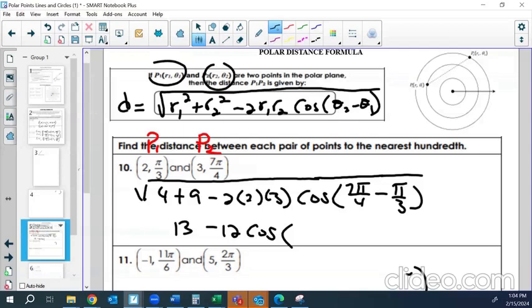21 pi over 12 minus 4 pi over 12. And that gives me 21 minus 4 is 17. 17 pi over 12. Okay. So now I can write this as cosine of 17 pi over 12. Everybody see that? Right. So punch it out in the calculator and see what you get real quick.